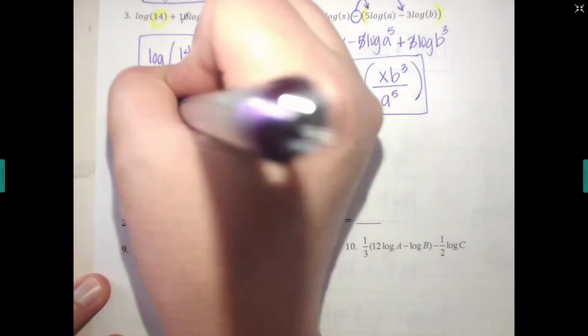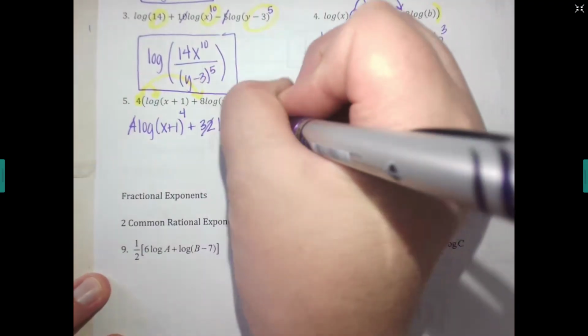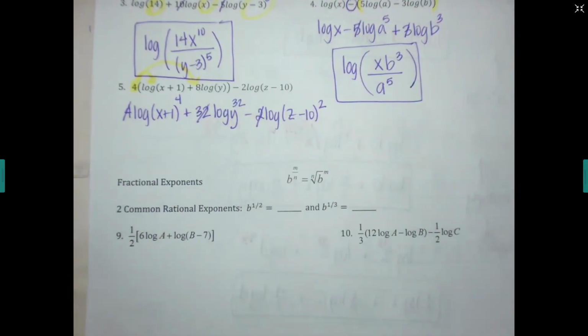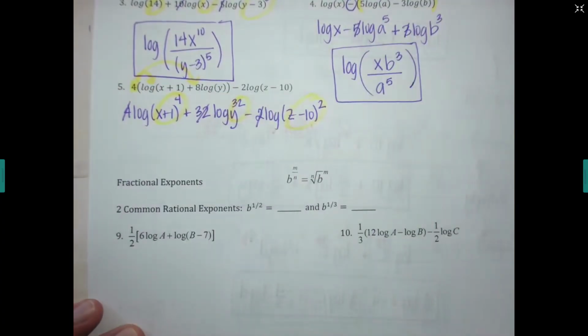So my 4 is going to go here. My 32 is going to go here. My 2 is going to go here. And then when I condense, which letter is going to end up on the bottom? The X's, the Y's, or the Z's? The Z, because the Z has a what in front?